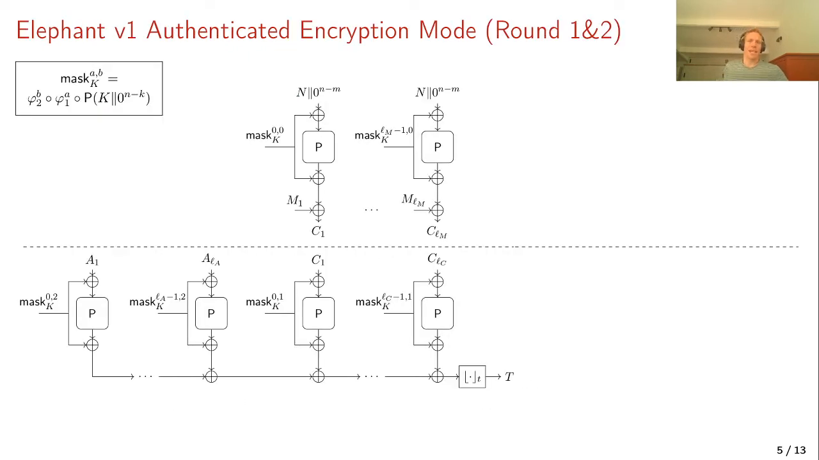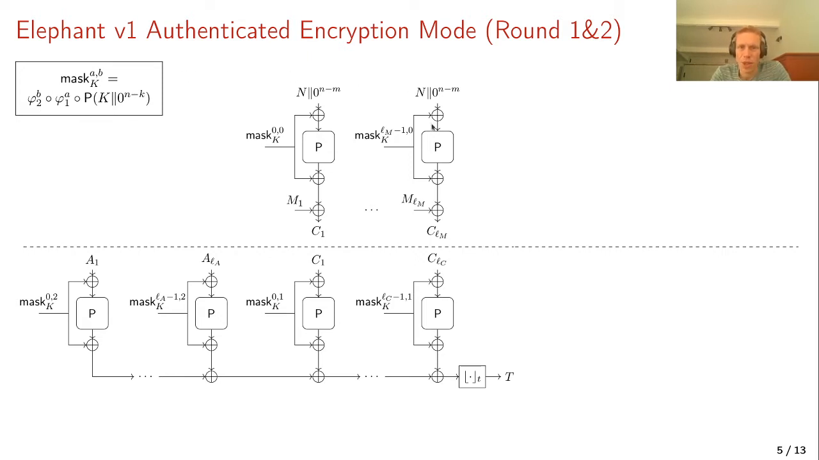The design of Elephant is really simple, and this is the Elephant v1 design, which was used in round 1 and round 2. So we have a cryptographic n-bit permutation, and we define a mask function that on input of a key and two mask parameters A and B permutes the key to get a subkey, and then evaluates the LFSR phi1 or phi2 a certain number of times on this input, depending on the values A and B. And the design is simple.